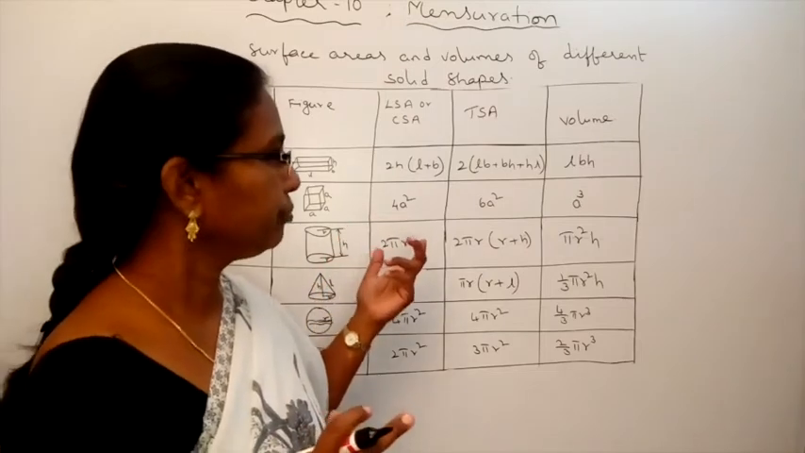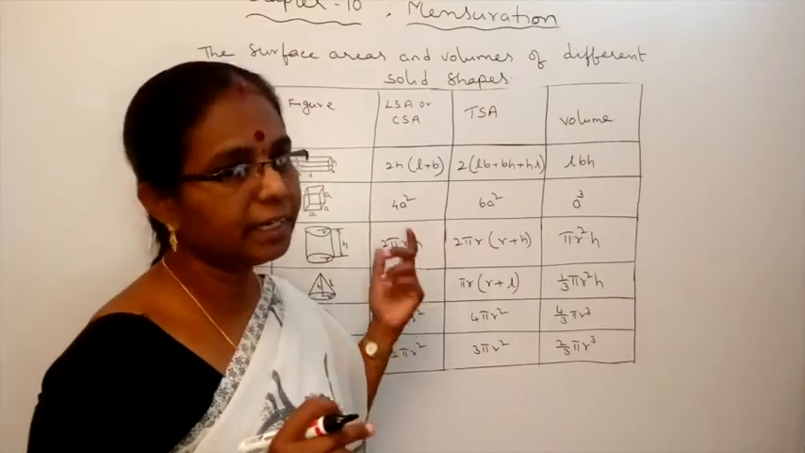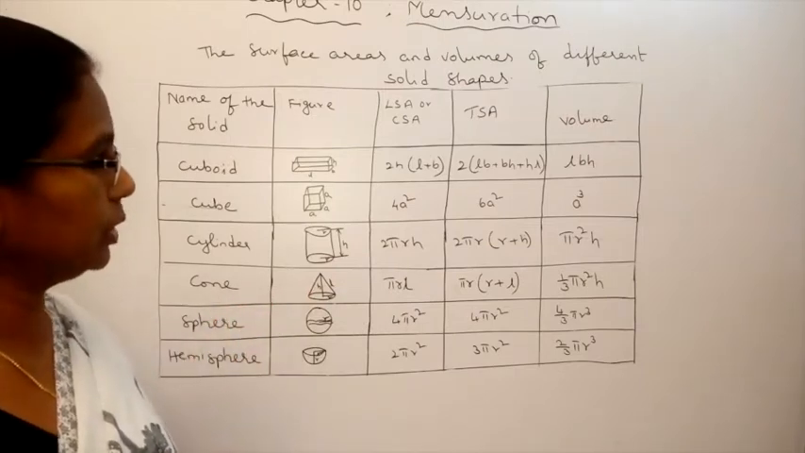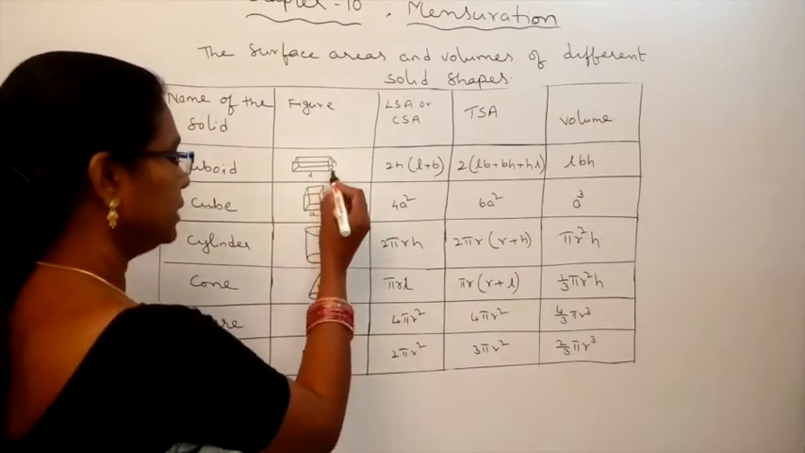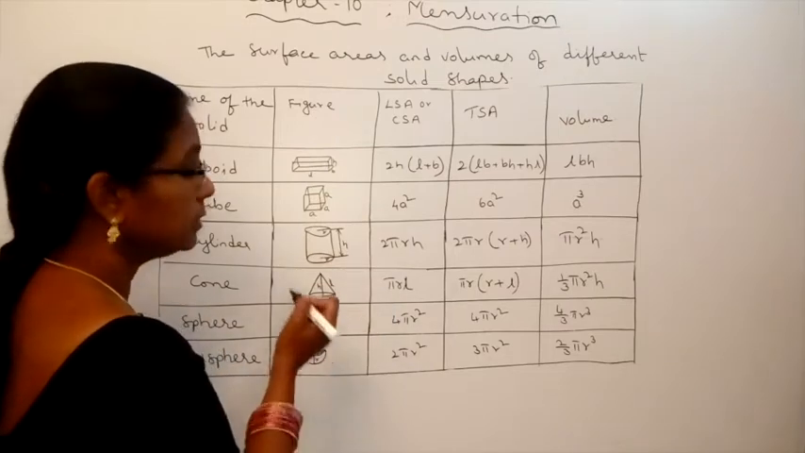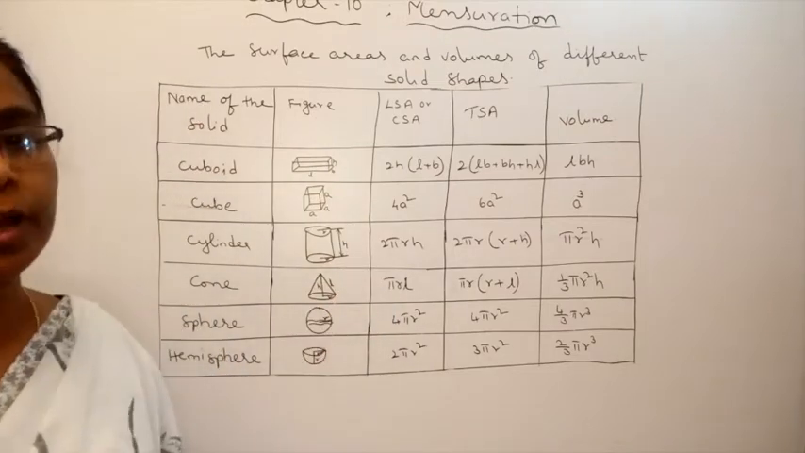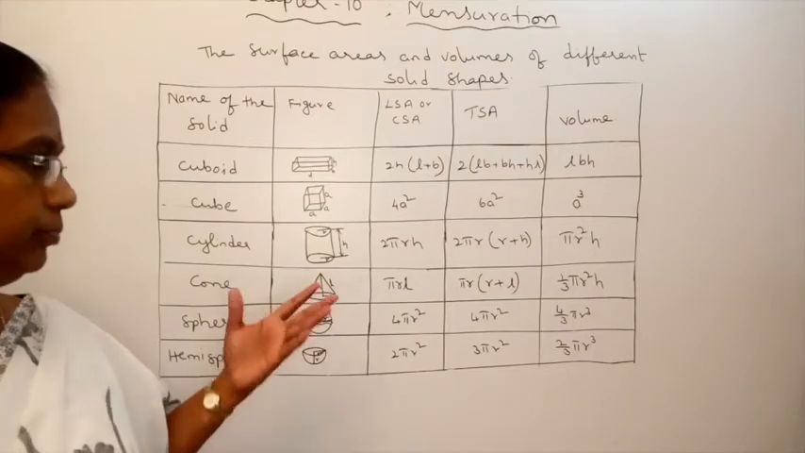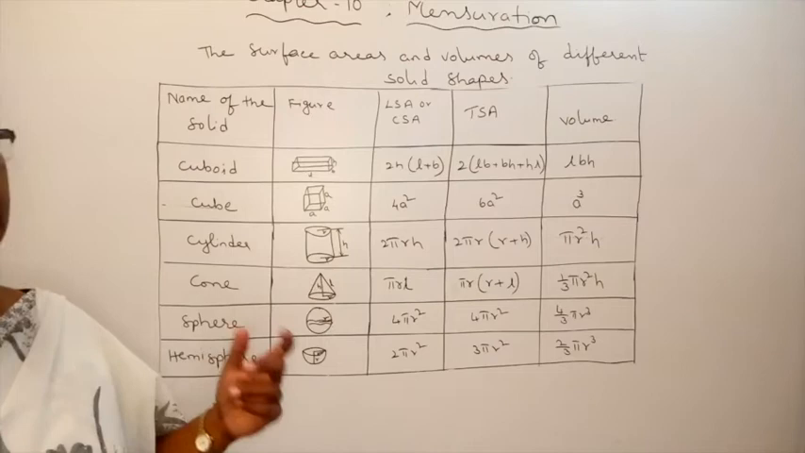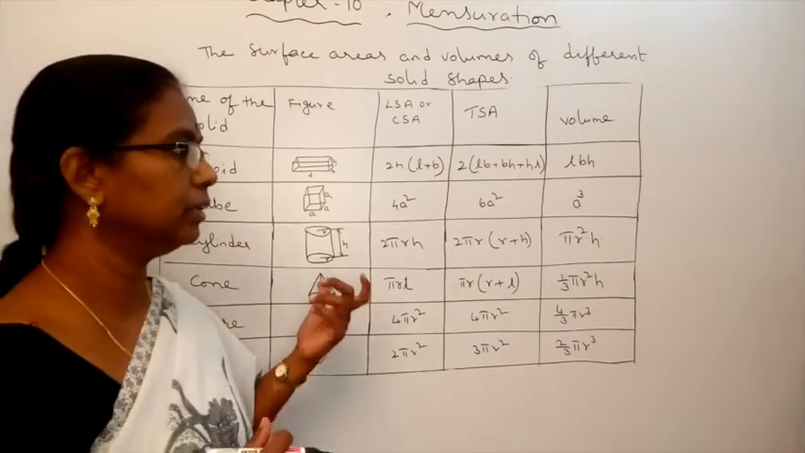Now, 3-dimensional solids means cuboid, cube, cylinder, cone, sphere and hemisphere. How to find the volume of these different types of solids, and how to find the surface areas. In this chapter we can learn that.